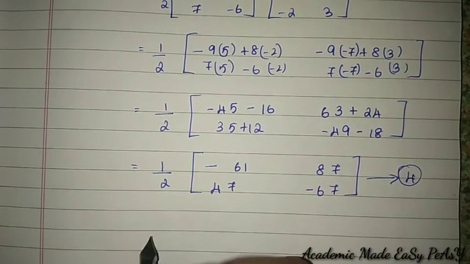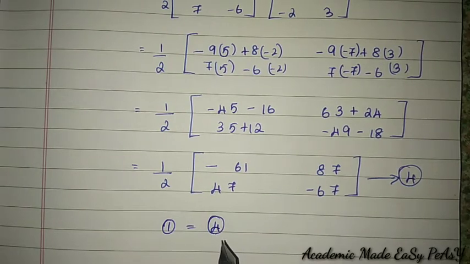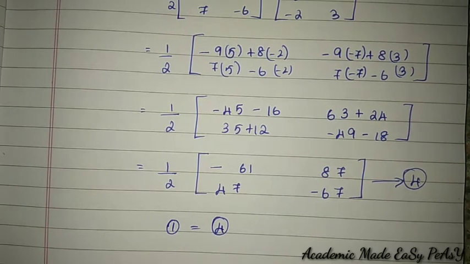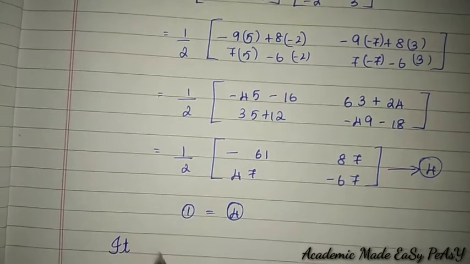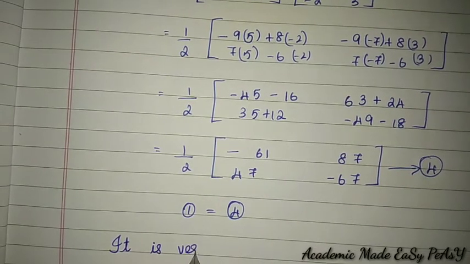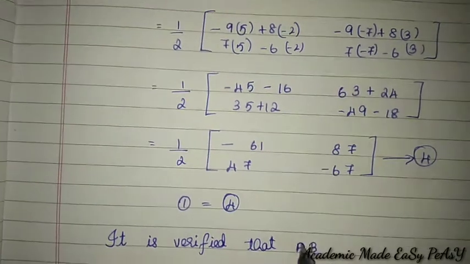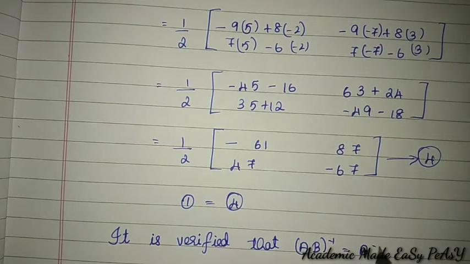So if you check equation 1 and equation 4, the two equations are equal. So it is proved, it is verified that (AB) the whole inverse is equal to B inverse into A inverse.